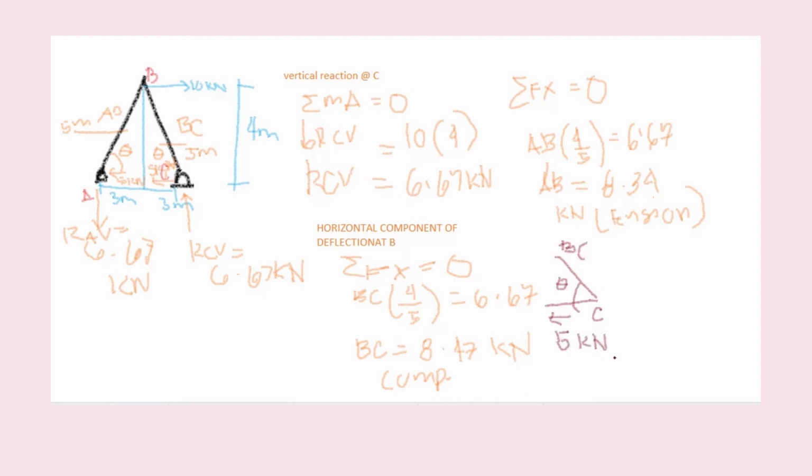So BC, theta, and C. So 5 kilonewton is equal to 6.67 kilonewton. That's for the BC. And for the AB, this is the free body diagram. Going on, now let's determine the horizontal unit load at B.